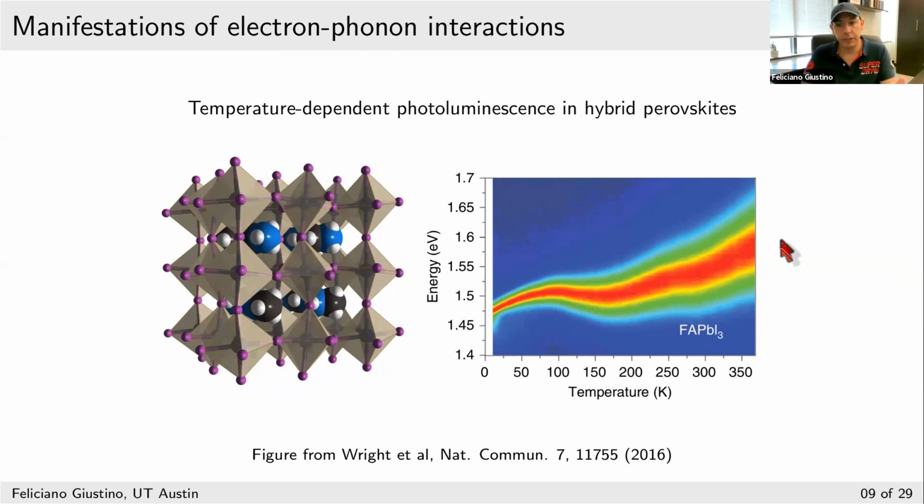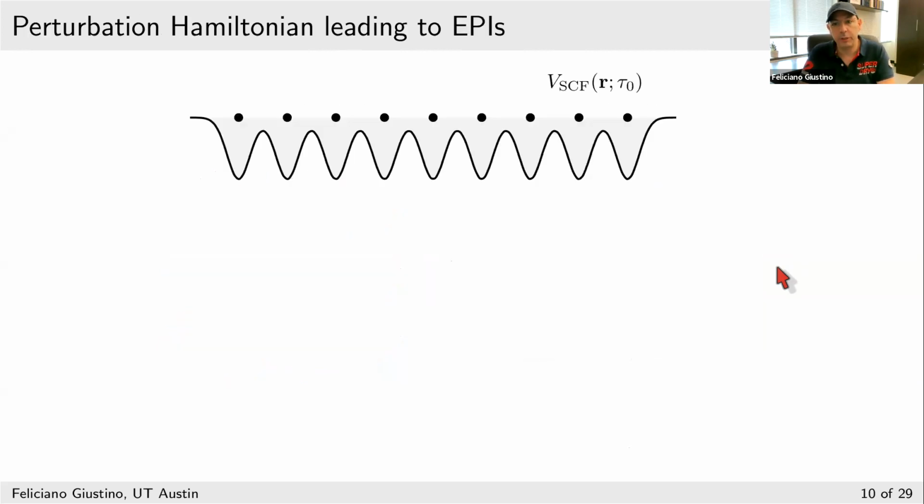So what I want to do in the next few slides is to try to show how we can capture some of these effects using very simple arguments. First of all, let me go back to our potential at equilibrium. This is a very simple cartoon where the dots represent the atoms and the black line is the self-consistent potential, let's say from a DFT calculation.